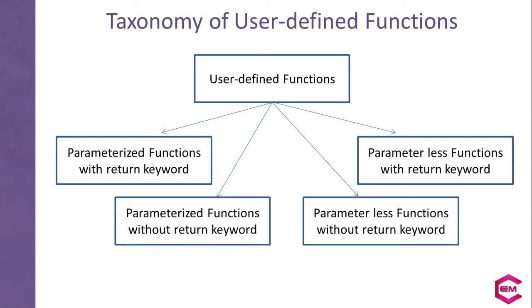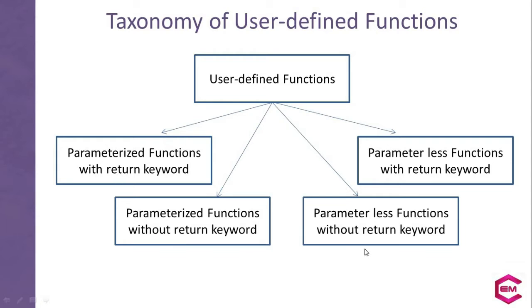User-defined functions themselves can be roughly grouped into four categories. Category 1 is a parameterized function with the return keyword. That means a function that will accept inputs, one input or more than one input, as well as return its output through the keyword called return. The second category is parameterized functions without the return keyword. That means a function that will accept inputs through the parameter list, but will not return its output through the keyword return.